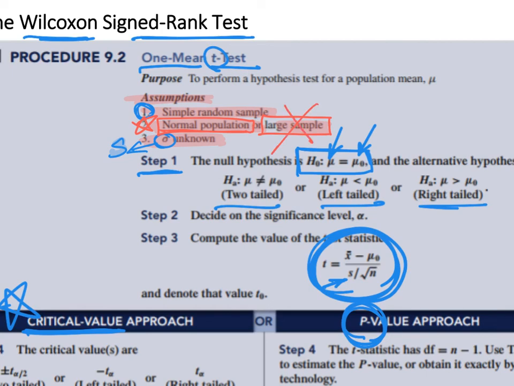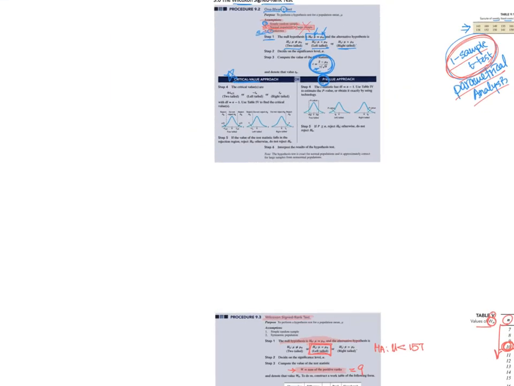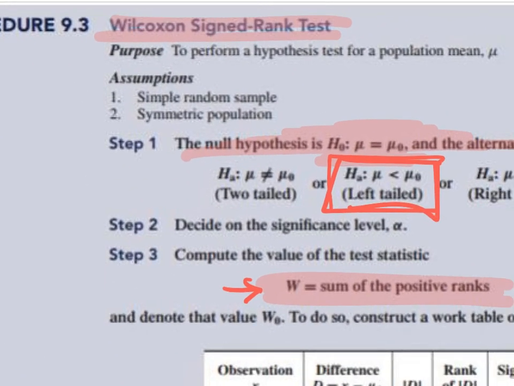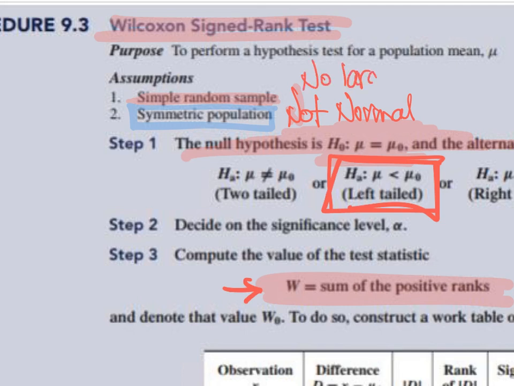Please look at the other assumptions, for Wilcoxon's signed rank test. See, the Wilcoxon's signed rank test has only two assumptions. The simple random sample, it's the same. But the next one is only a symmetrical population. It is not the normal distribution. We don't even need a large sample.